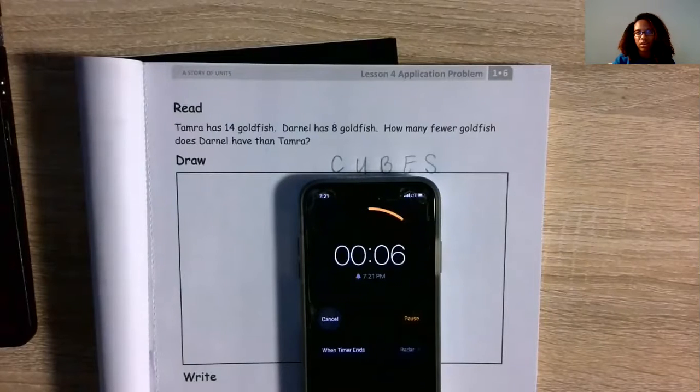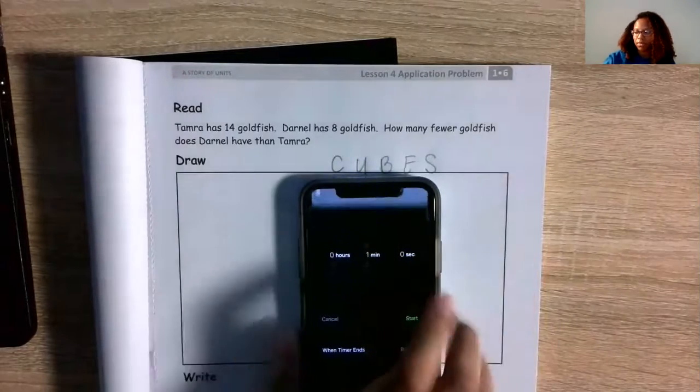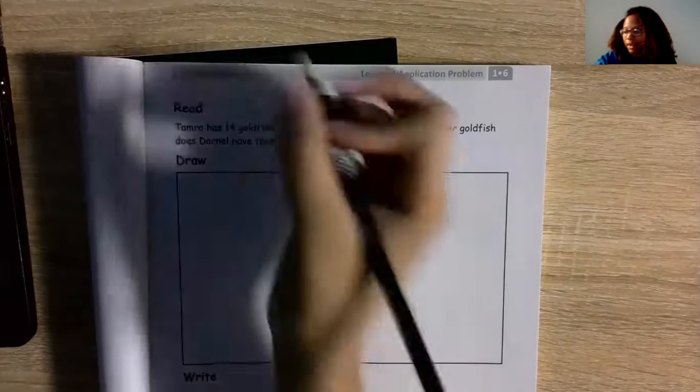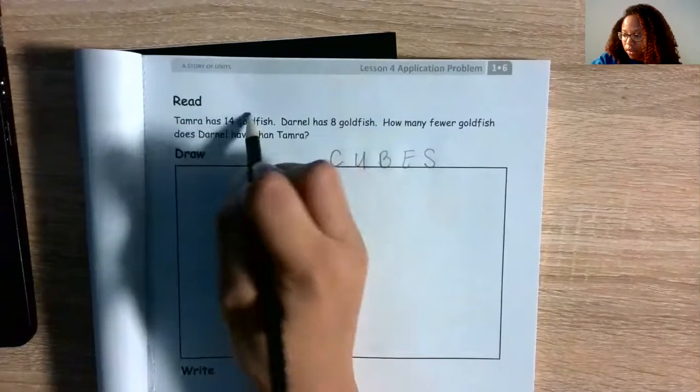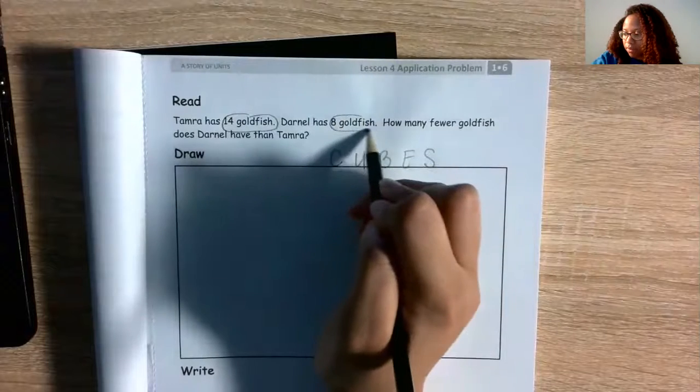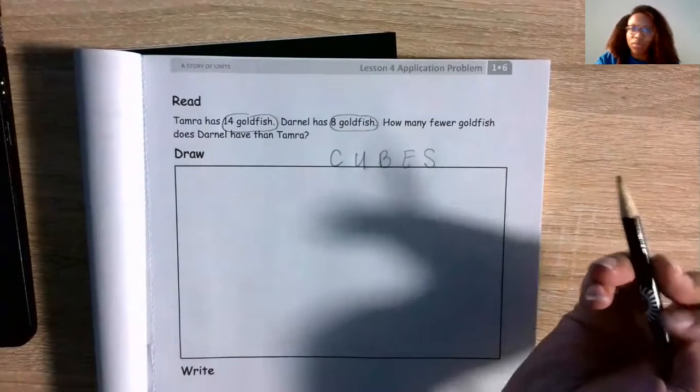You have a few seconds to go ahead and finish whatever you started. All right, if you did not finish, that is perfectly fine. We're gonna go over it together. So, in our word problem, what key numbers or labels did you circle? Great, so you should circle 14 goldfish as well as 8 goldfish. What else?